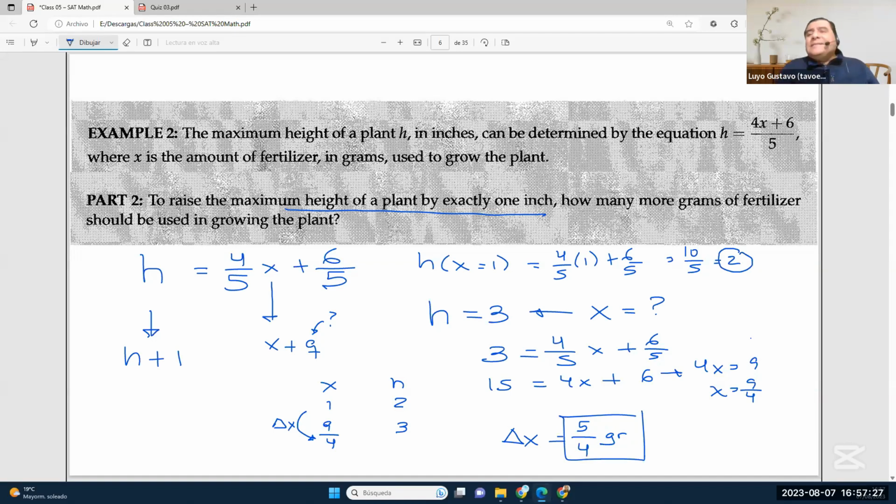Now, there is a much faster way to solve this question. Take a look. How can you visualize this?